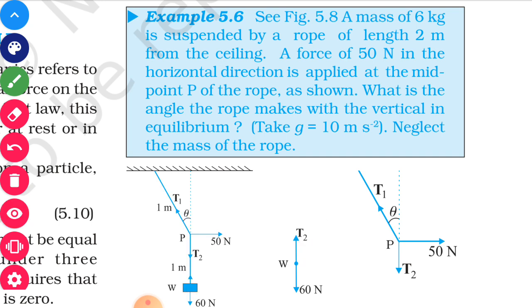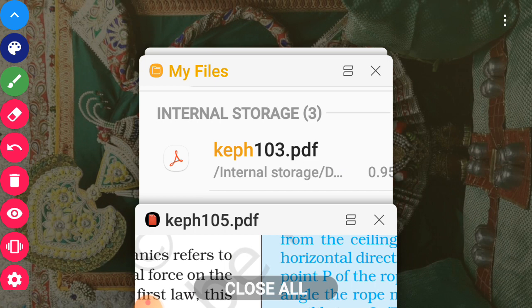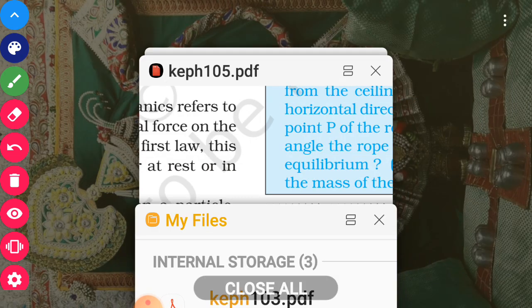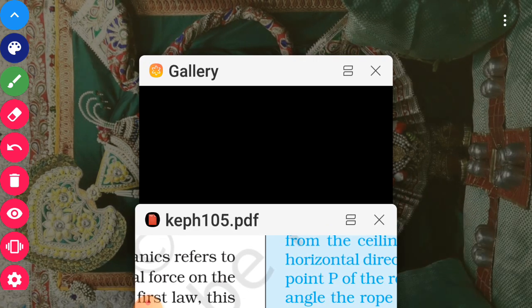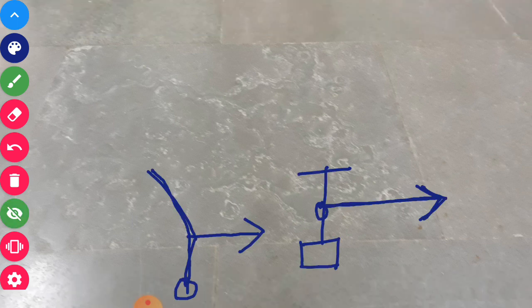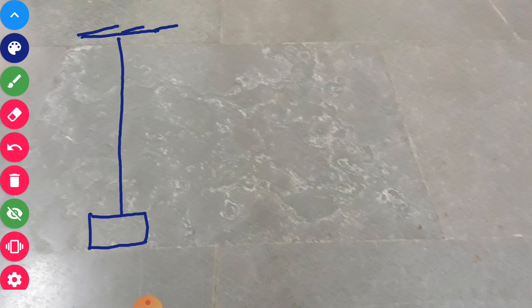Now to understand this, first of all we have to understand the concept of tension. Try to understand it this way: we have a rope tied to a rigid support. It is loosely kept right now. Now when you tie some mass here, what will happen?